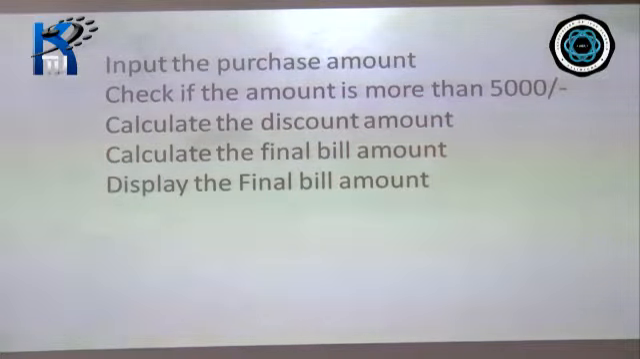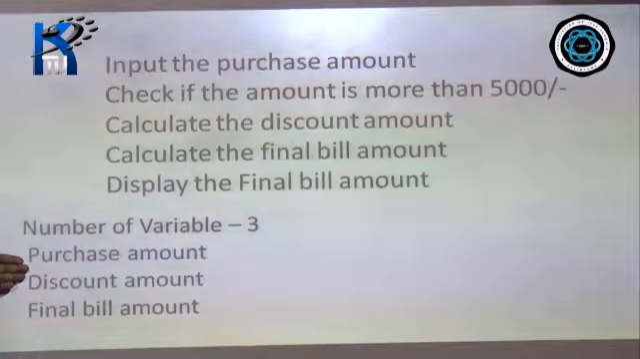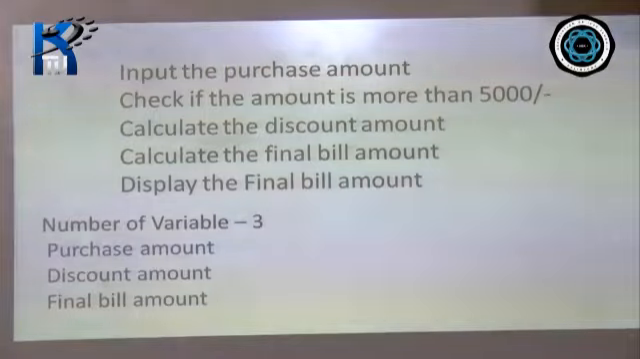Fine. So these are the processes that we need to carry out in our program. So for this, we need to have 3 variables. Why 3 variables? One for the purchase amount, which has to be entered by the user. One for the discount amount, which will be calculated within the if statement. And then the final bill, which we need to calculate by subtracting the discount amount from the purchase amount. So 3 variables.